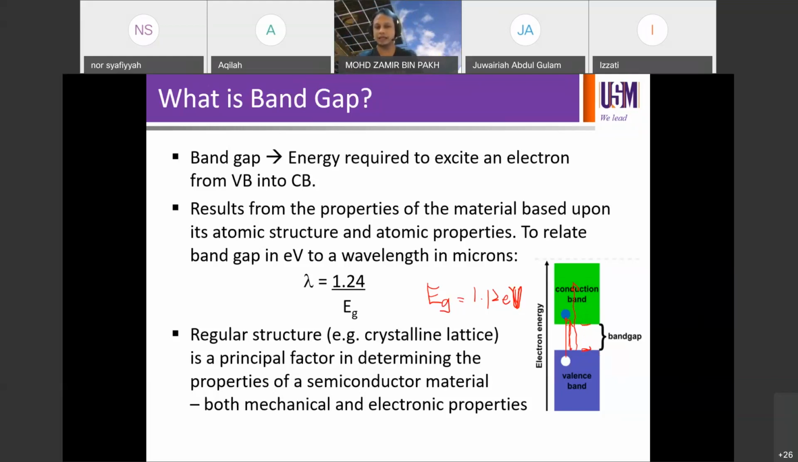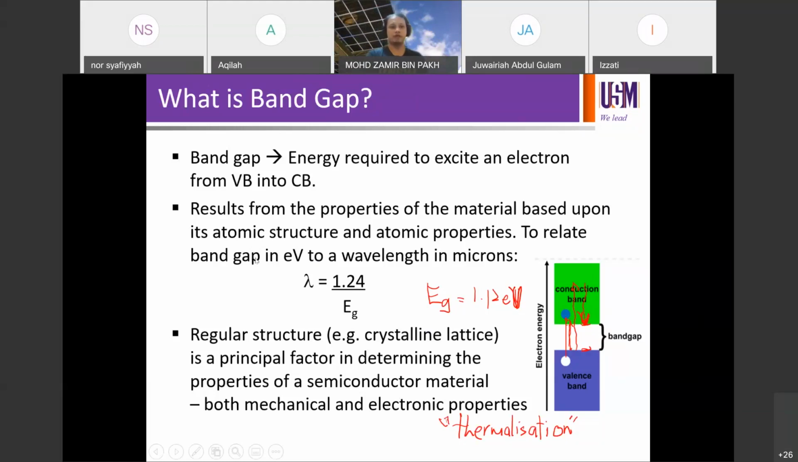What's going to happen next is electrons excited into the conduction band are going to thermalize back to the conduction band edge. It's going to drop down in a split second. This is called thermalization, and energy is released in the form of heat or phonons, right? So it's going to be excited, and then it's going to thermalize in a split second back to the conduction band edge before it recombines again, right? So good, we've got some background already. These result from the properties of the material based upon its atomic structure and atomic properties.